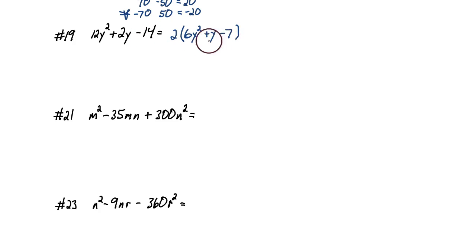This trinomial is not a perfect square trinomial, but it might factor using FOIL. So 2 sets of parentheses. We have some possibilities to multiply to make 6y squared. It could be 6y times y, or it could be 3y times 2y.